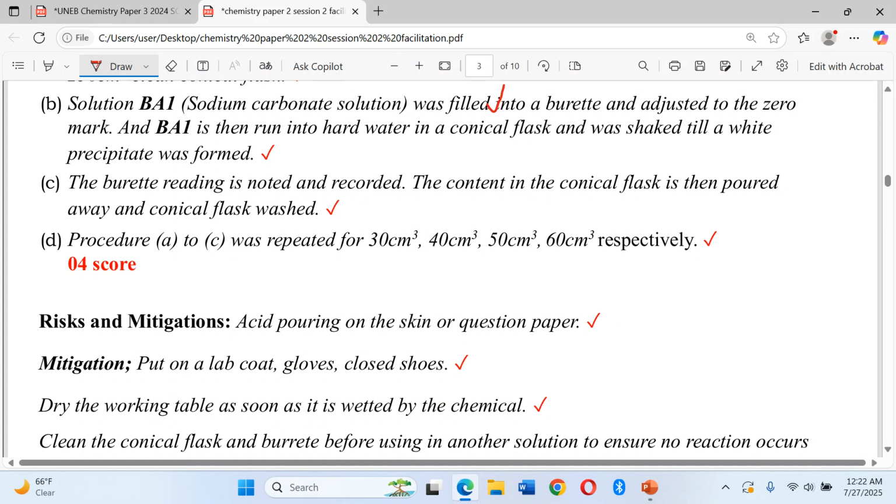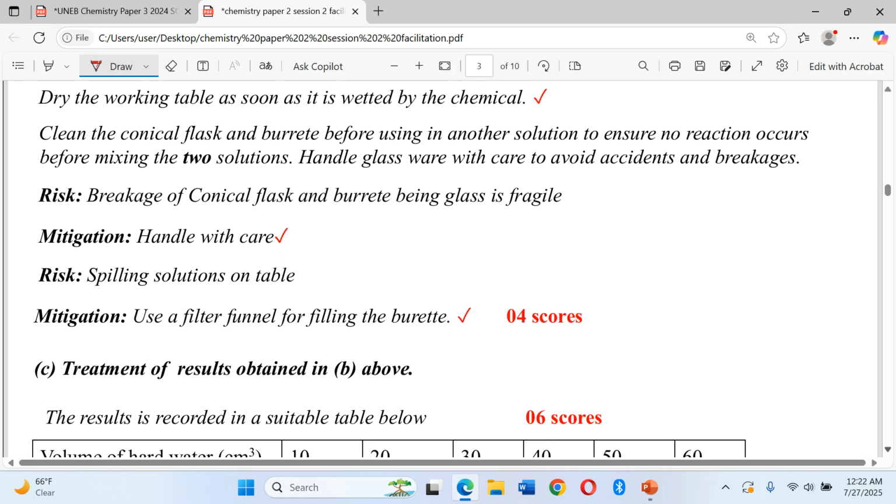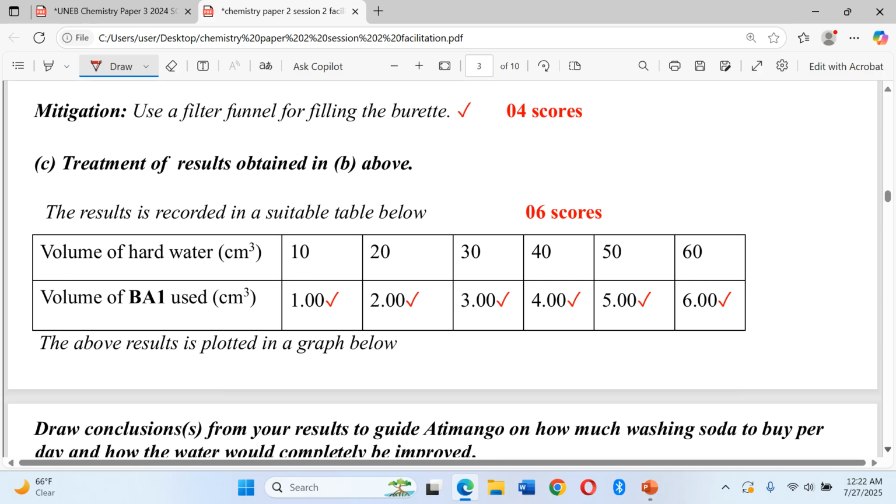Then what are the risks and mitigations? Acid pouring on the skin or question paper. You need to put on gloves and closed shoes. I believe now no one should get a 0 on risks and mitigation. Put all of them, the ones you think can happen during your experiment.